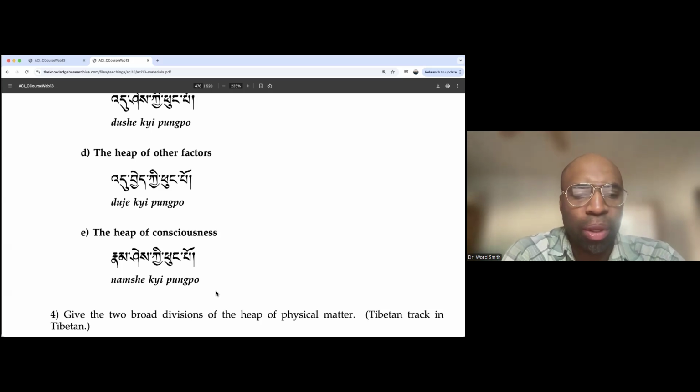Number 4. Give the two broad divisions of the heap of physical matter.